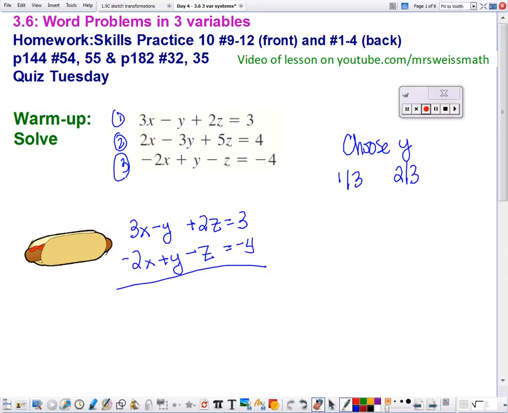So when I add them together, I get x plus z equals -1. And we're going to come back to that. So now for the next two equations, for 2 and 3, I'm going to take this bottom equation and I'm going to have to multiply it. But first let me rewrite them just to stay organized.